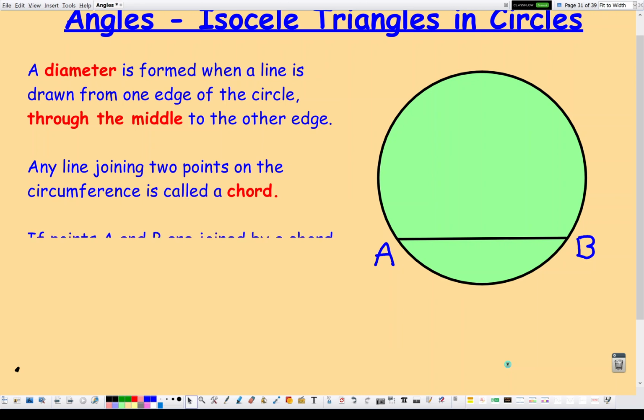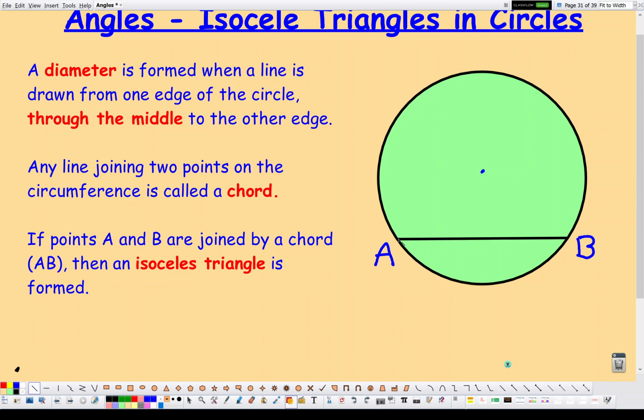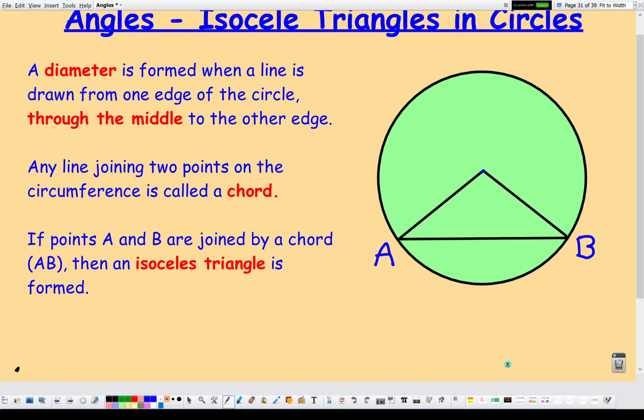All right. Now, if points A and B are joined by a chord and then joined to the middle of the circle, then an isosceles triangle is formed. Now let me show you exactly what I mean. So if we mark a wee dot at the middle of our circle, so say it's about here, and I now join, I've got my chord AB, okay, and if I join each point to the centre of the circle, each of those lines I've just drawn is a radius of this circle. Now I've gone from the edge to the centre. We know that that always forms a radius. So these lines are exactly the same length. So that makes this an isosceles triangle.